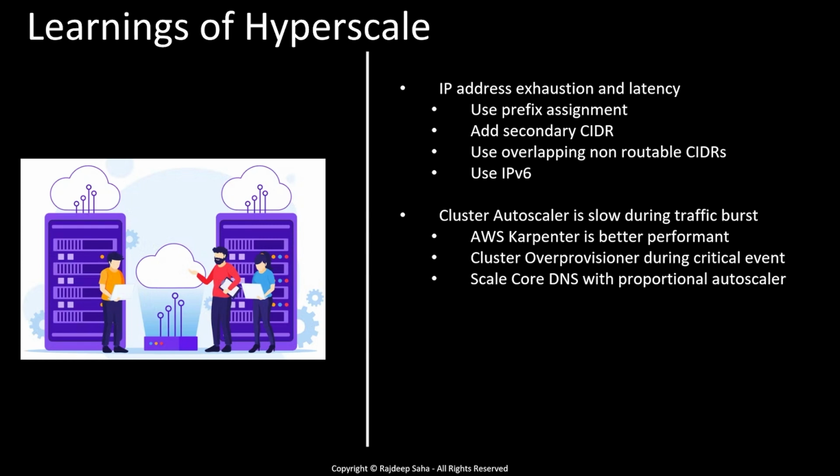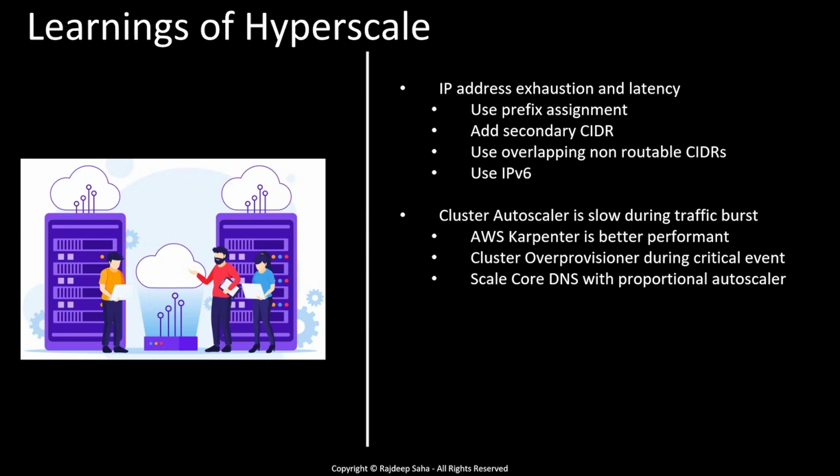You can also use Cluster Overprovisioner during critical events. With Cluster Overprovisioner, you spin up a bunch of EC2 worker nodes with pause pods in them. So basically, EC2 nodes are up and running, and as your real application pods are scaling up, they can replace those pause pods on the EC2 node and handle the incoming burst traffic. And also, there are some add-ons which struggle when you go beyond hundreds of nodes, right?